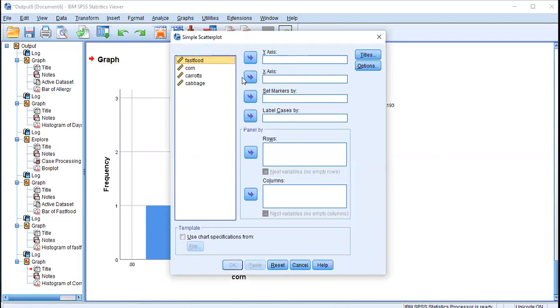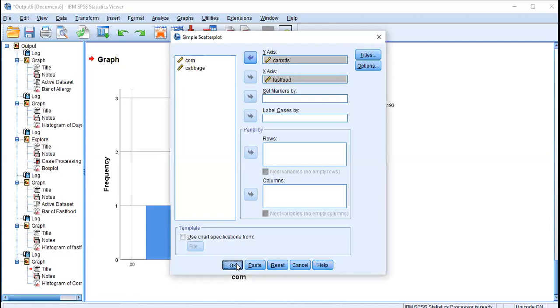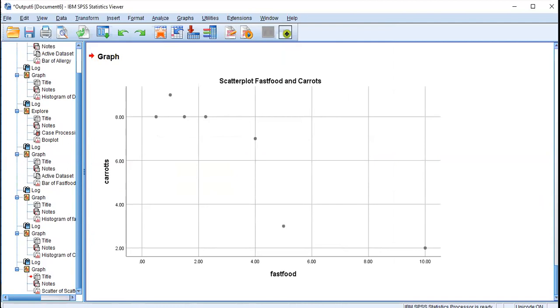So fast food is on the x-axis, carrots is on the y-axis. Titles I'll be putting up, I'll say scatter plot, fast food and carrots. So this is what I've done. I'll say continue. I'll say okay. And here we are. So we have got this also. So you can see the scatter plot for carrots and fast food. Spelling again for carrots is wrong over here, so that can be taken up. So fast food and carrots, this is the scatter plot.